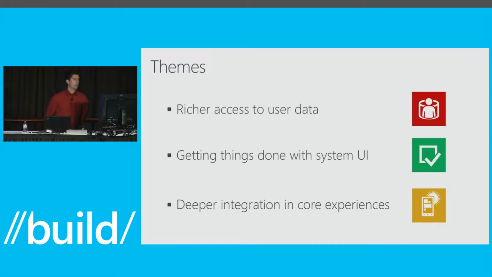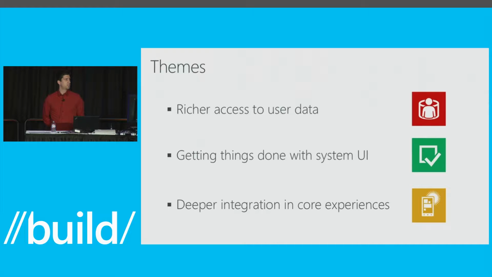So, in user data for Windows Phone, we're going to talk about 3 different themes for how we access and manipulate user data on Windows Phone in version 8.1. The first of those themes is going to be richer access to user data. These are the cases where your application will be able to read from the data that's stored on the phone, whether that's the contacts or appointment data.